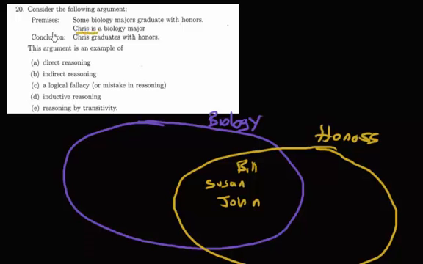Based on just these two pieces of information, do I know whether he's in here? Is just saying that he's a biology major enough to say that he's going to graduate with honors? If you set it up like this, hopefully you can see that that's not the case. Chris could be here, or Chris could be here. We don't know, and we just don't have enough information. It's because of this word some here.